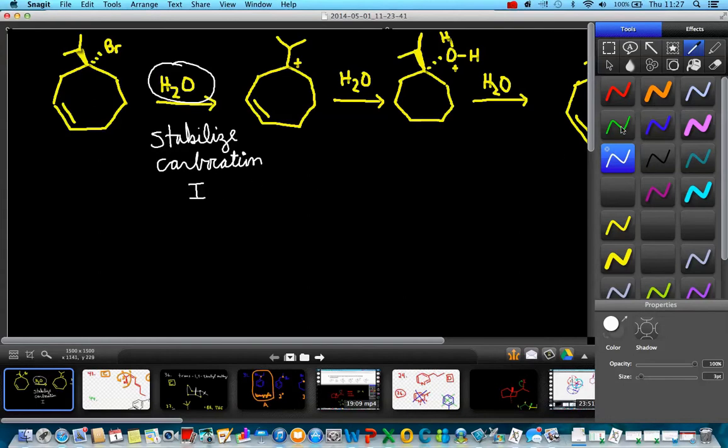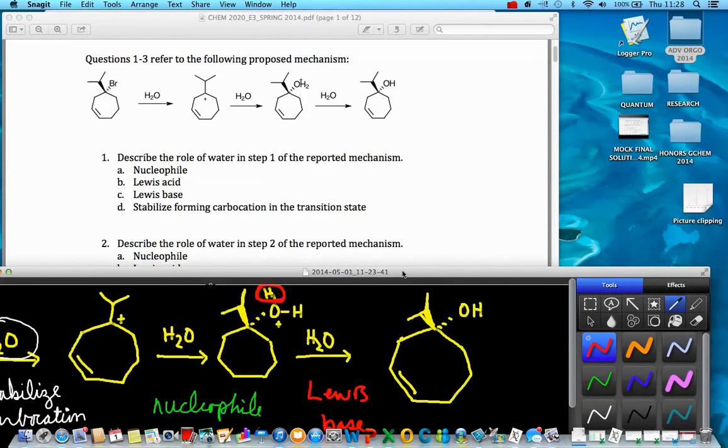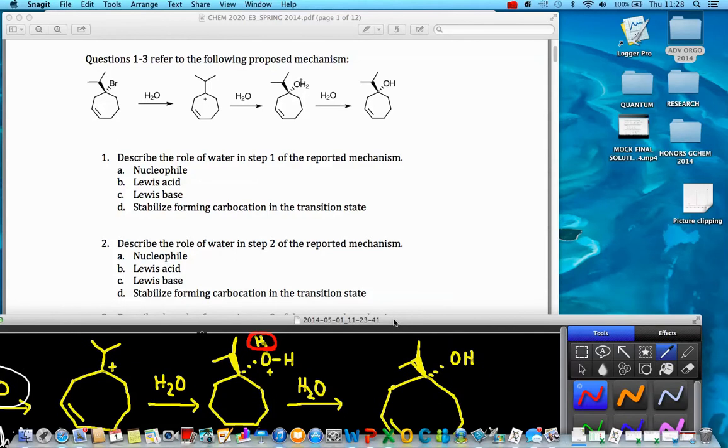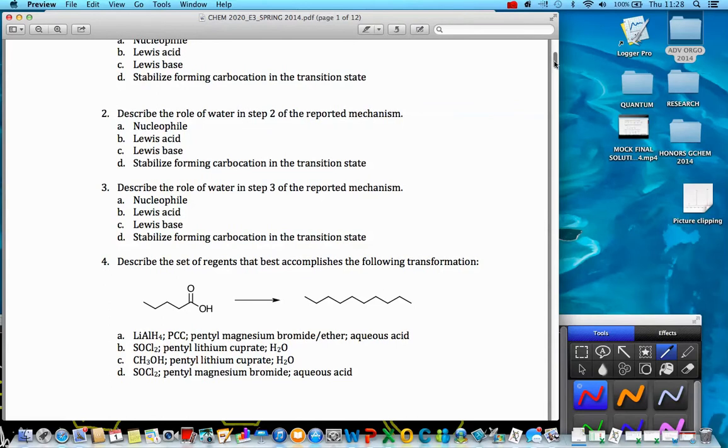In step 2, the water is clearly functioning as a nucleophile. And in step 3, the water molecule is functioning as a Lewis base to deprotonate one of the hydrogens attached to the original water nucleophile. So looking back at the exam, question 1, the answer should be D. Question 2, the answer should be A. And question 3, the answer should be C.